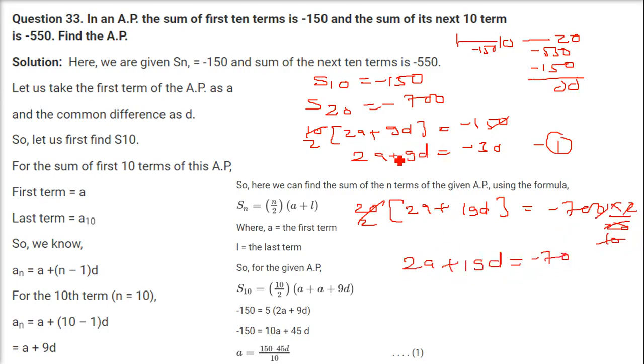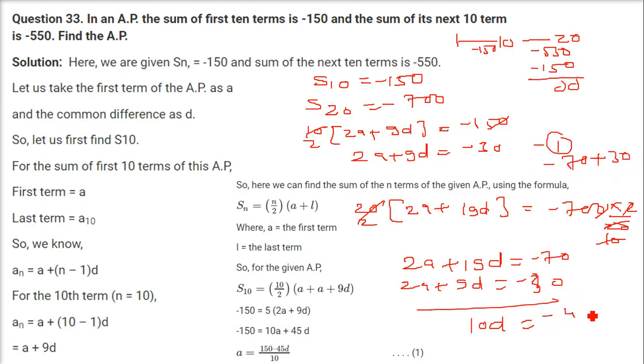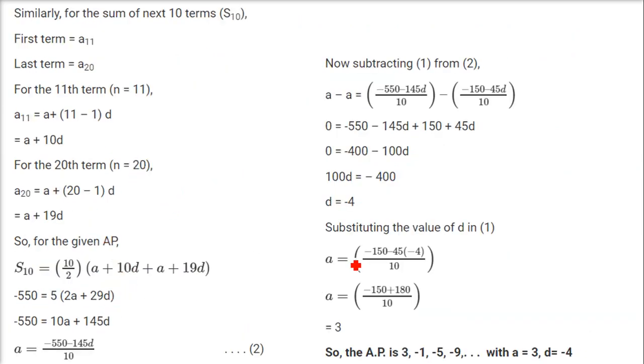And what do you have here? 2A plus 9D equal to minus 30. Subtract it. 19D minus 9D is 10D, and on the right, minus 70 minus of minus 30 is going to be minus 40. So D is going to be minus 4.